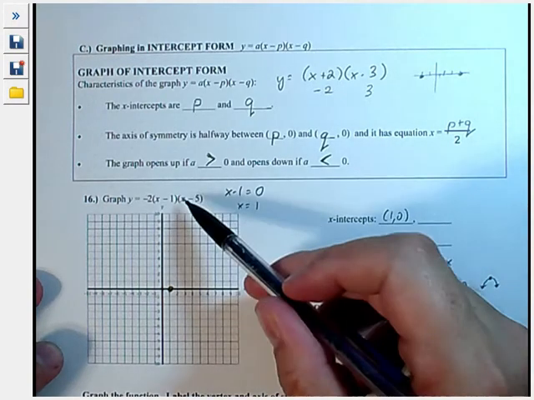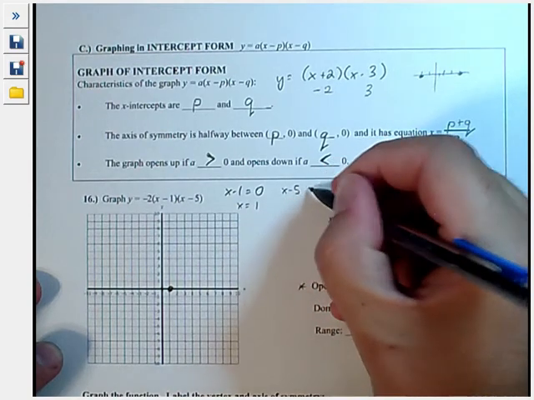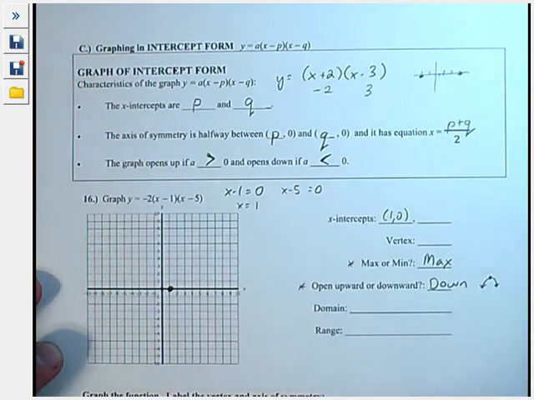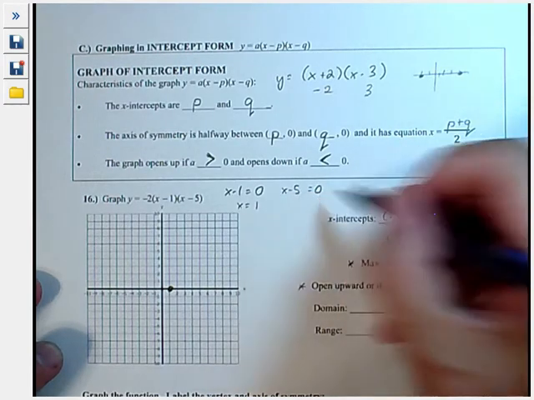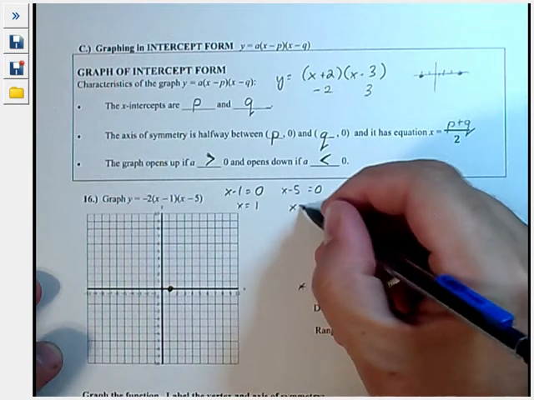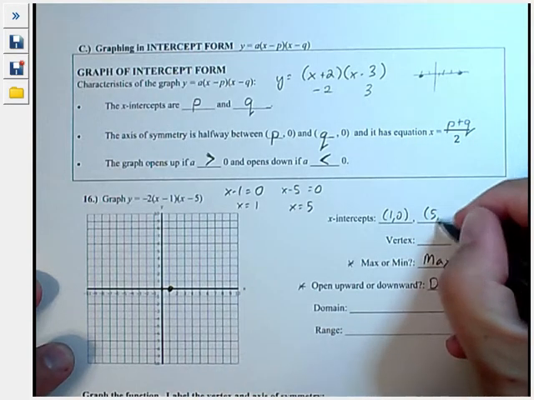And then we'll do it with this parenthesis right here. This is x minus 5 equals 0. So something minus 5 has to equal 0. Well, we'll add 5 to both sides. And so x equals 5. And that is our other intercept.